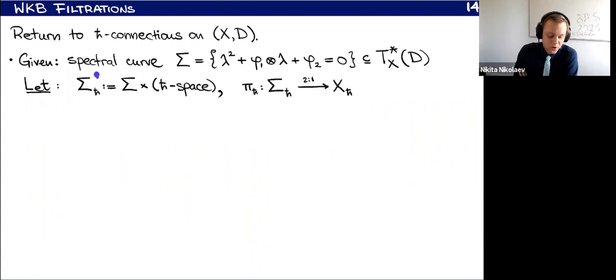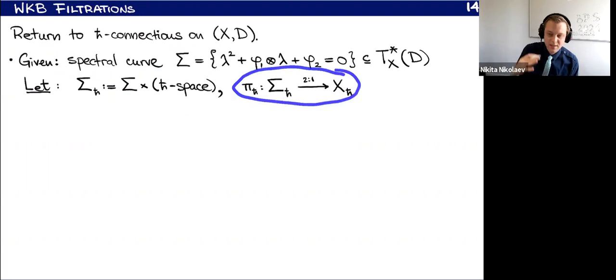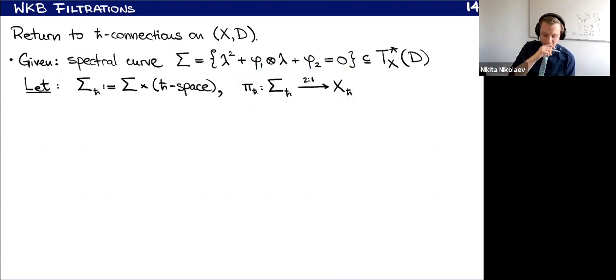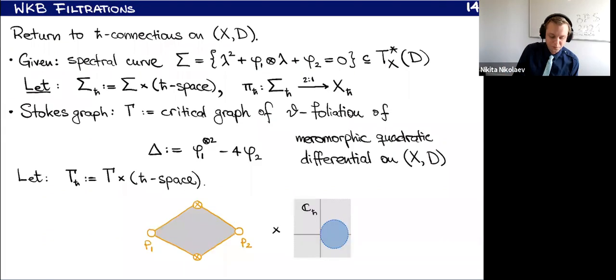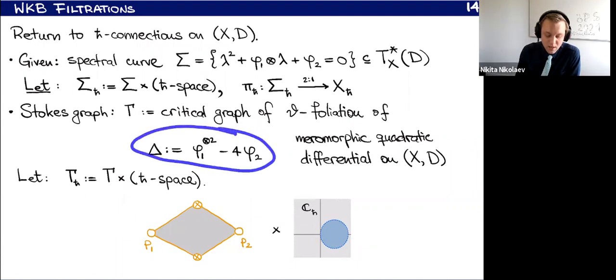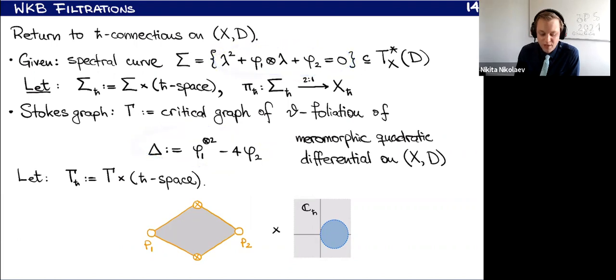I will extend the spectral curve simply by crossing it with my H-bar space. So now it's like a spectral surface, I guess, and that's fibered in a 2-to-1 fashion over my X cross H-bar space. Then the next thing I need is a Stokes graph. The way I do that is I look at the discriminant of the equation that determines my spectral curve. That gives me a meromorphic quadratic differential on X.